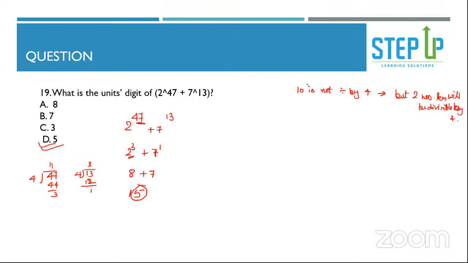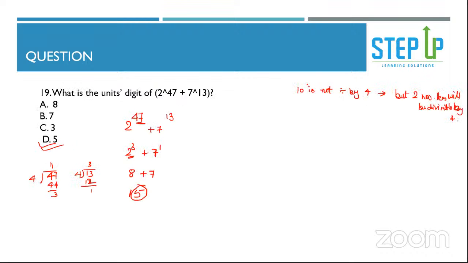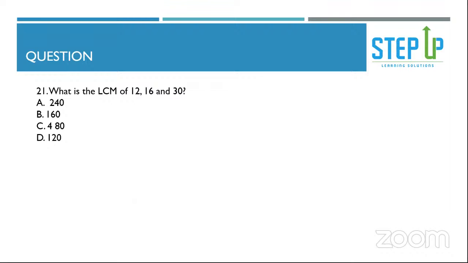So let's move on. Simple one. Now, what is the LCM of 12, 16, 30? You used to solve LCM maybe in this way: 12, 16, 30. Let's divide. 2 ones are 2, 2 sixes are 12, 2 eights are 16, 15.